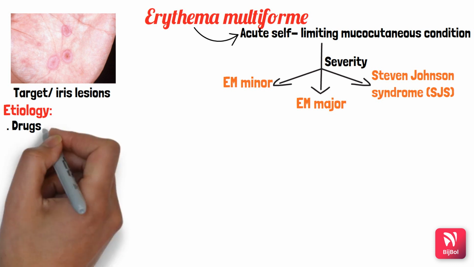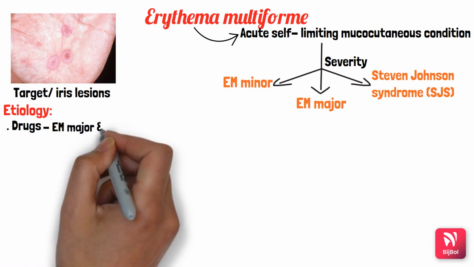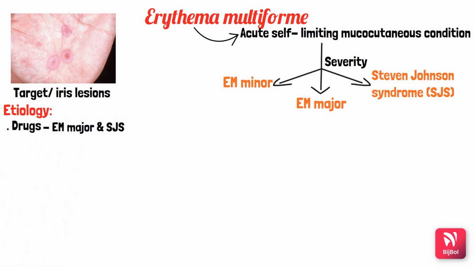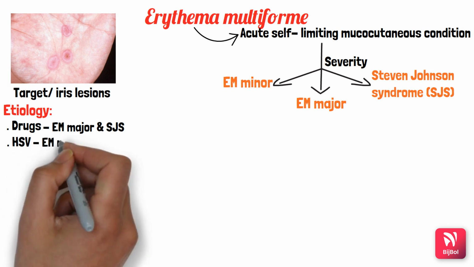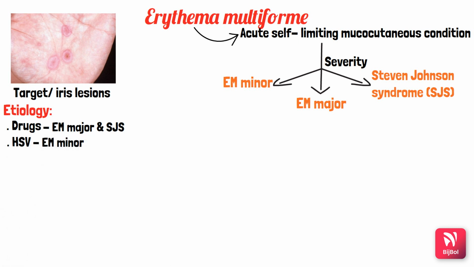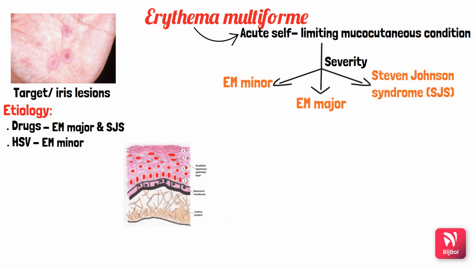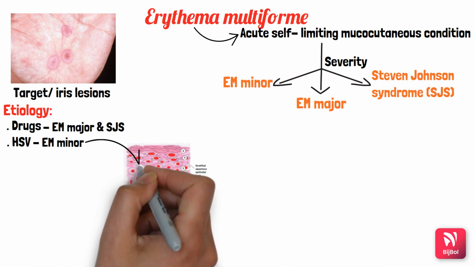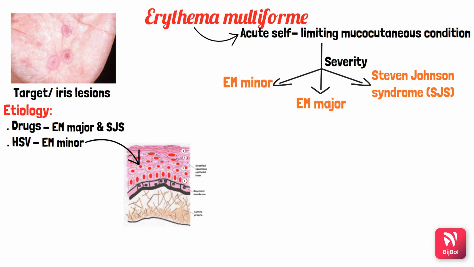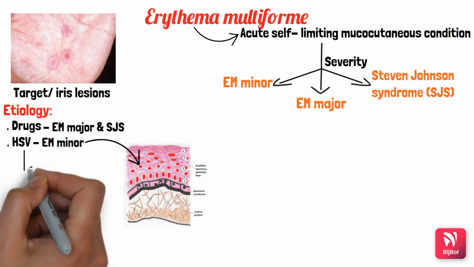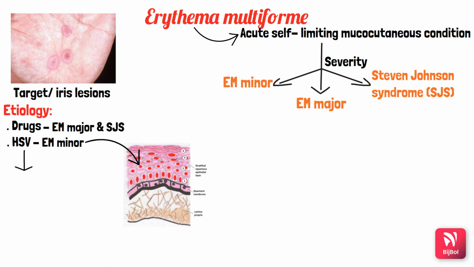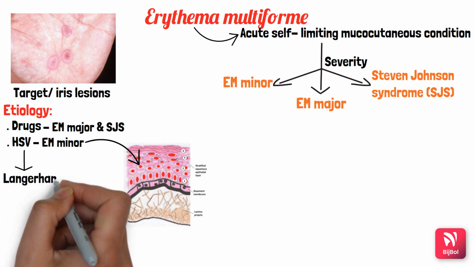The first is drugs like sulfa drugs, which are the main causative factor for erythema multiforme major and Stevens-Johnson syndrome. And there is a viral etiology also, that is herpes simplex virus, which gives rise to erythema multiforme minor, wherein this HSV harbors our epithelial cells. As HSV is a foreign antigen, it will be taken up by the dendritic cells present in the epithelium, that is our Langerhans cells.